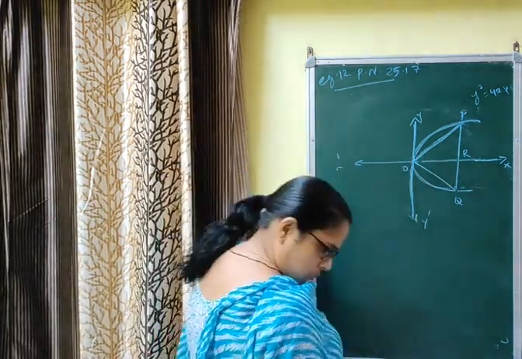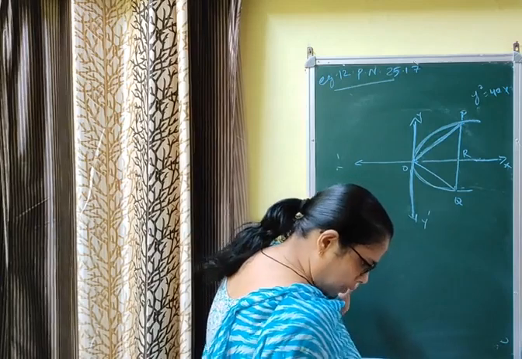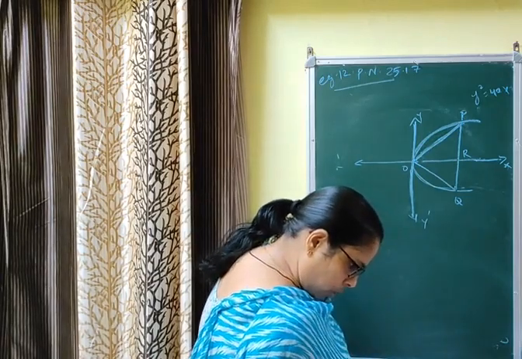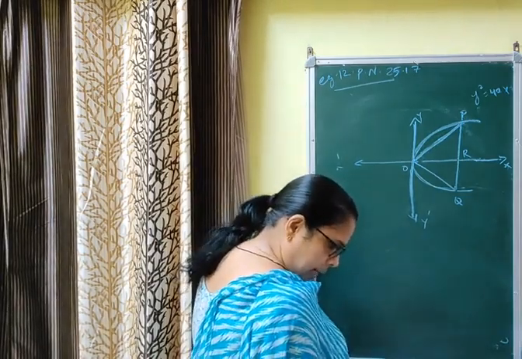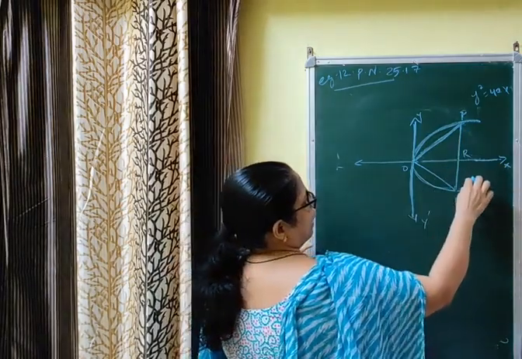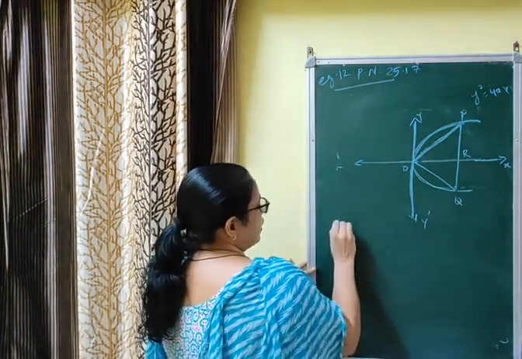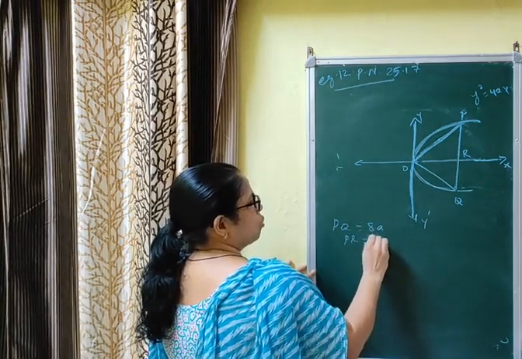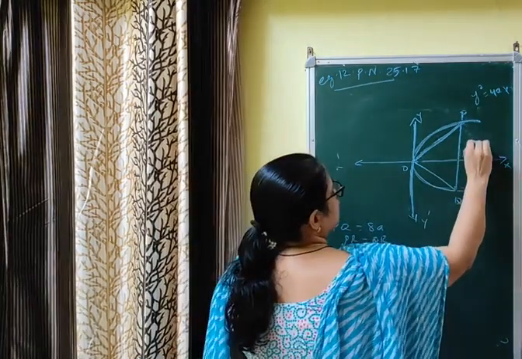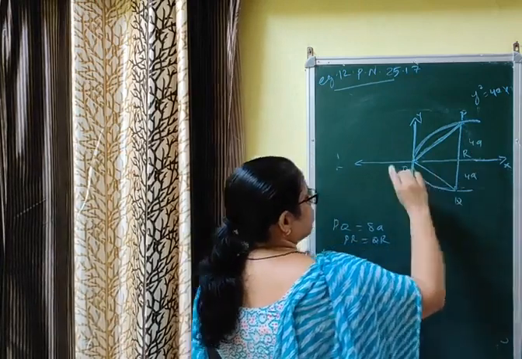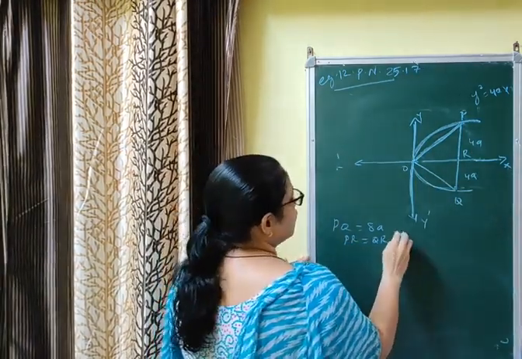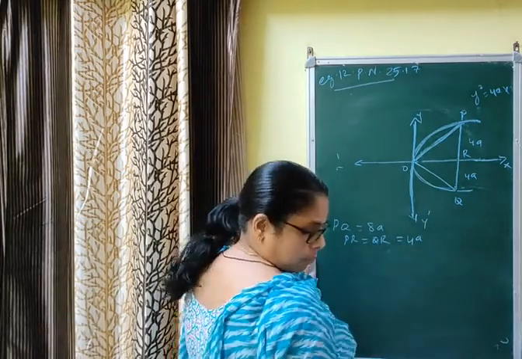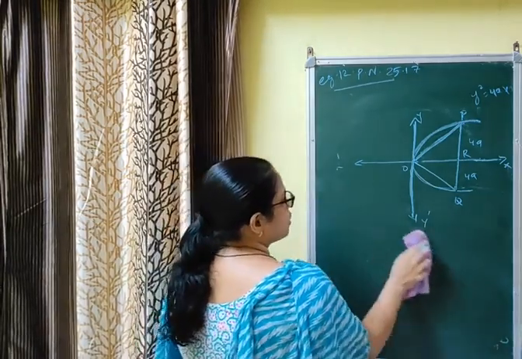Since the parabola is given as y square equal to 4ax and the double ordinate's length is 8a, PQ is given as 8a, so that PR is equal to QR is equal to 4a. This is 4a and this is 4a because the axis is symmetrical with the parabola. Axis symmetrical होता है तो equal distance होता है.